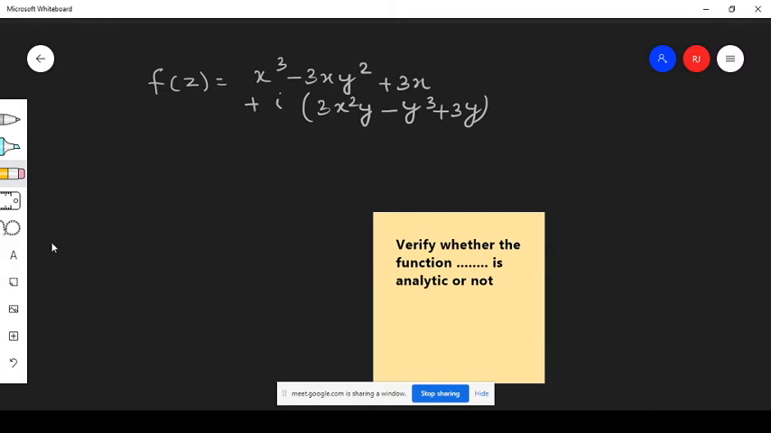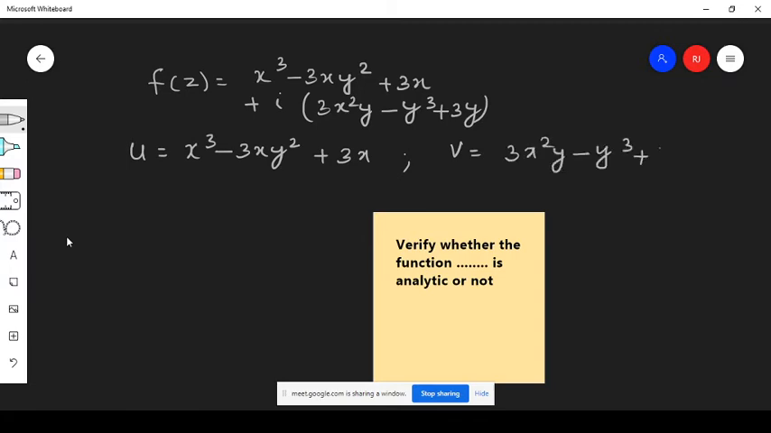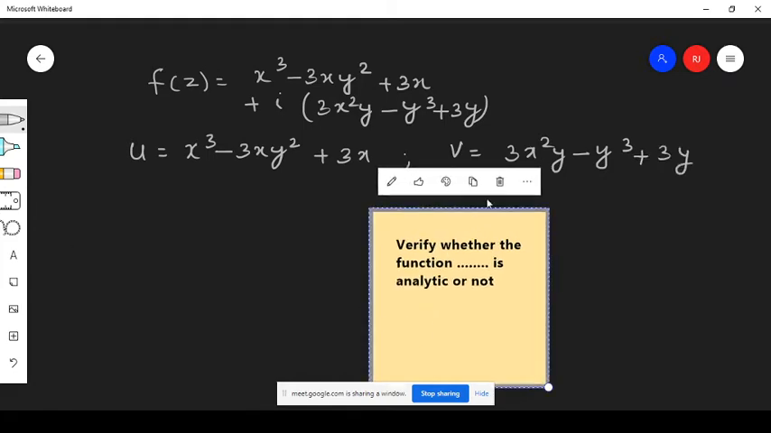Now here we need to verify whether this is analytic or not. So this is of the form f of z is equal to u plus iv. First of all write u, the real part. So u is equal to x cube minus 3xy square plus 3x, and v, the imaginary part, is equal to 3x square y minus y cube plus 3y. That is u and v.